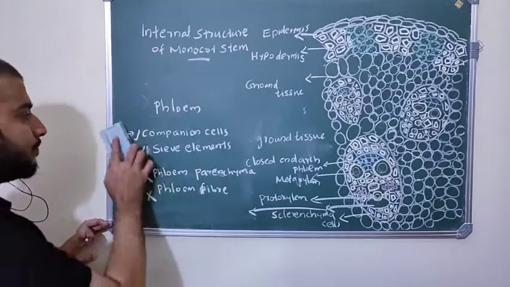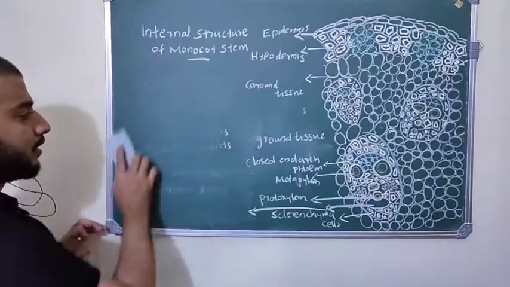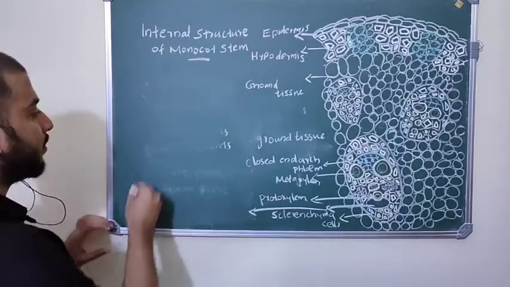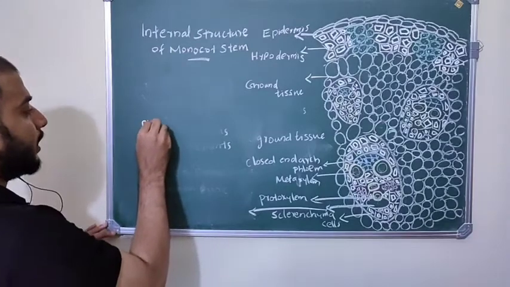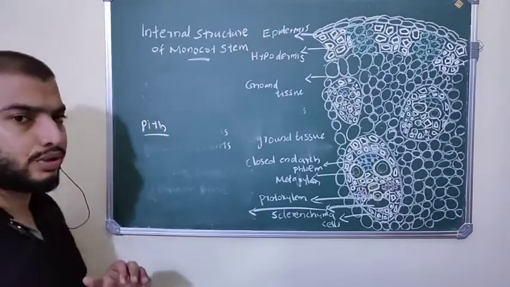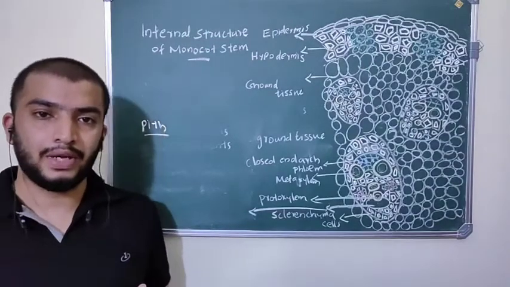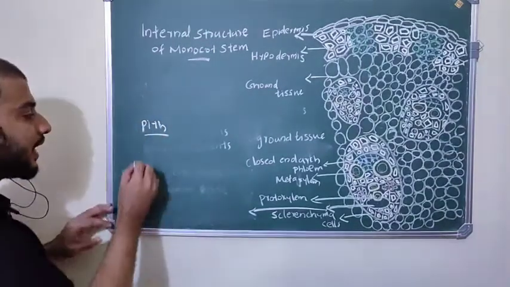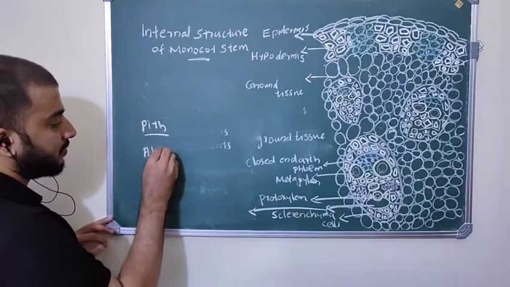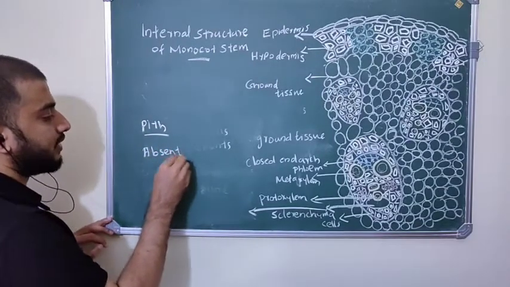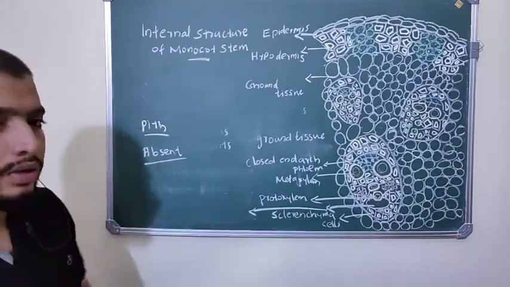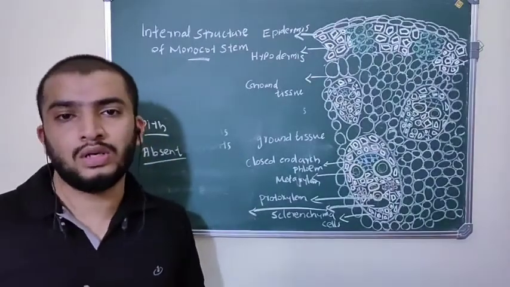Then last, about pith. We already discussed that ground tissue is not differentiated into cortex, endodermis, pericycle and pith. So pith is absent in monocot stem. So this is about the internal structure of monocot stem.